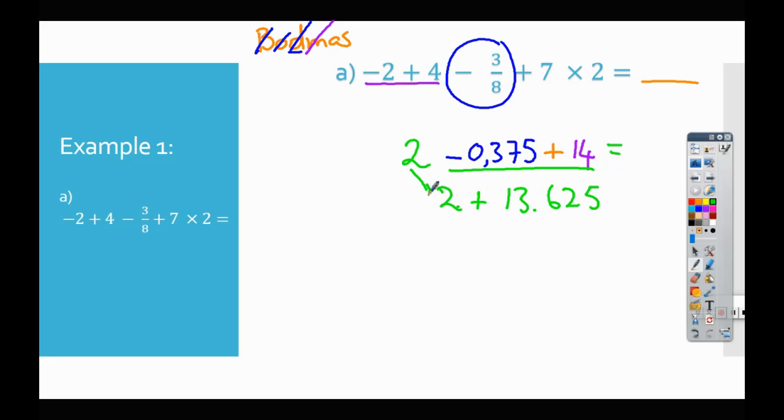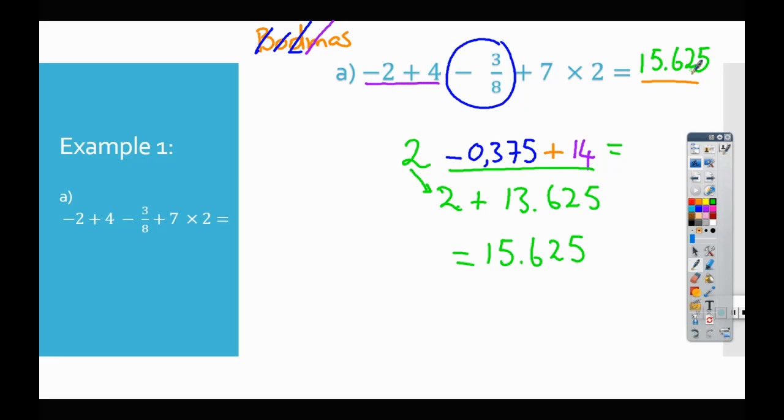The 2 just comes and joins back down. We didn't use it yet. So now this becomes easier to solve, leaving our final answer as 15.625, and that is the answer that we will put right here on top. That's the one way of doing it.